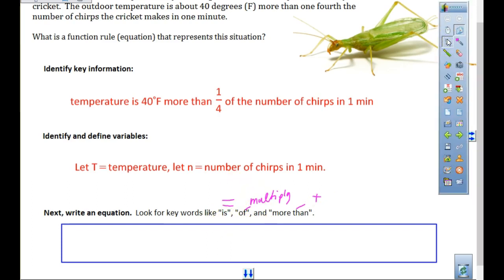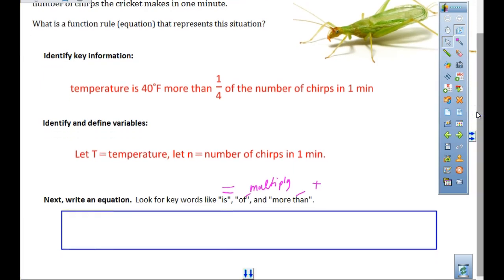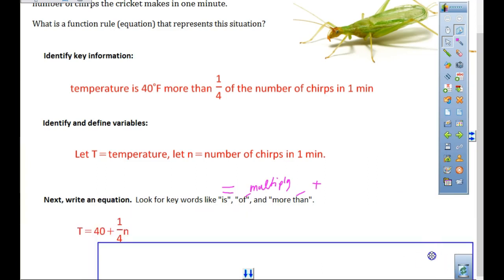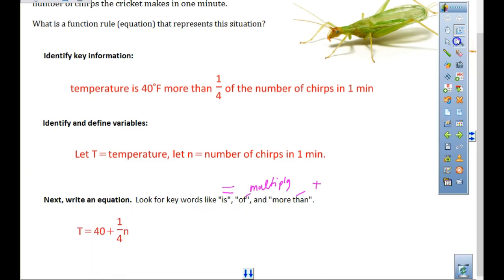So now we want to look at, well, what would our equation be? So temperature, T is equal to 40 more. So this is our equal, right? Temperature is 40 more than, that's plus 1/4 times n. That's what you're going to be writing for an equation. If I looked at this equation, would you tell me it is linear or nonlinear? Linear. Variables are both to the first power, right? So it would be linear equation if we were looking at it, right?